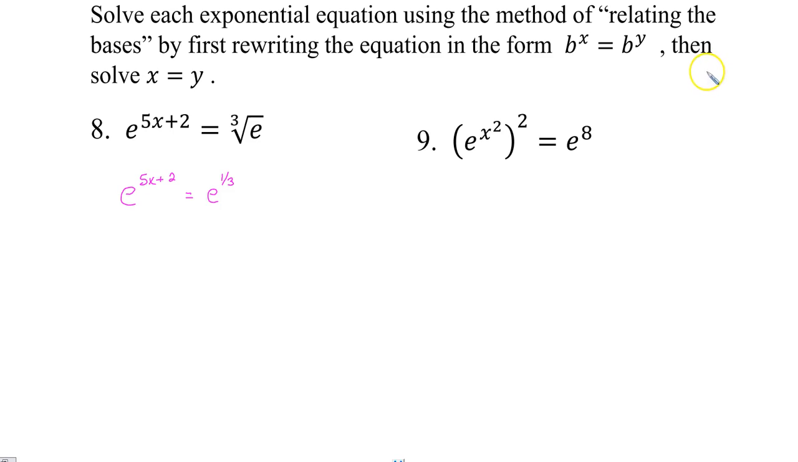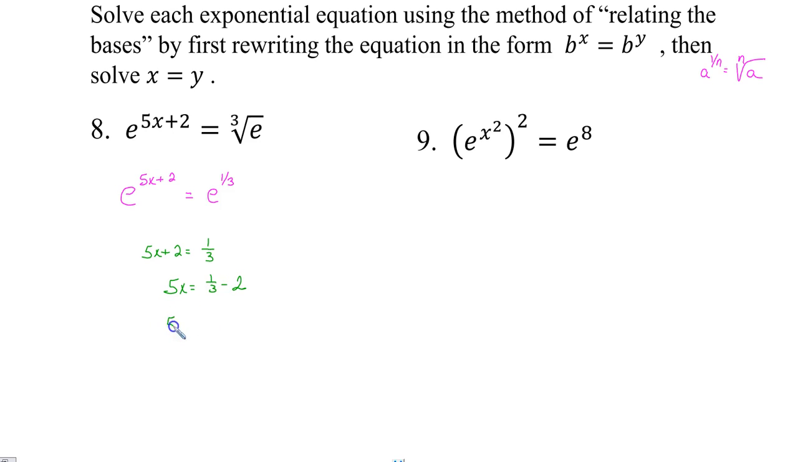So kind of an aside note, if I have something raised to the 1 over n power, this is the nth root of that number. Okay, so just to remind you of that little translation there. So now I have e to this power is equal to e to this power. The powers are going to be equal. So 5x plus 2 is equal to 1/3. I can subtract 2 from both sides. So if I subtract 2 from both sides, I have 5x is equal to 1/3 minus 2.